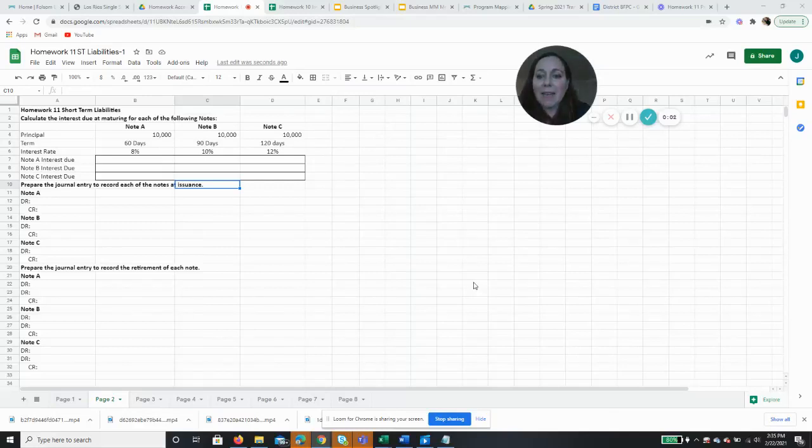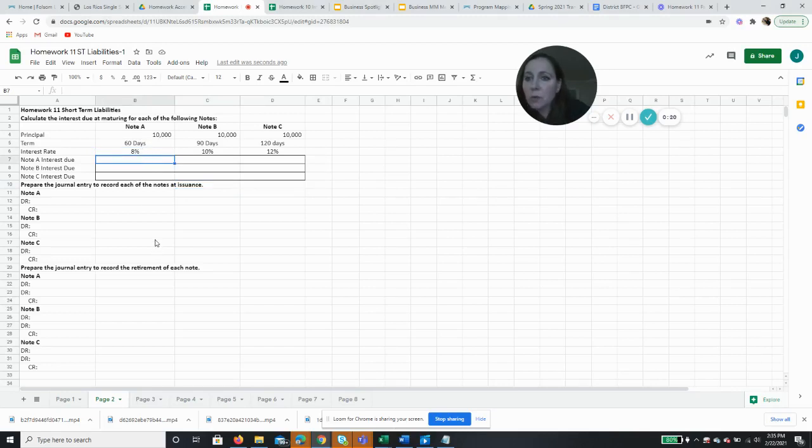We are on homework 11, page 2. In this, on page 2, we are calculating the interest due at the maturity for each of the following notes. Okay, so note A is a $10,000 note. The term is 60 days and the interest rate is 8%.